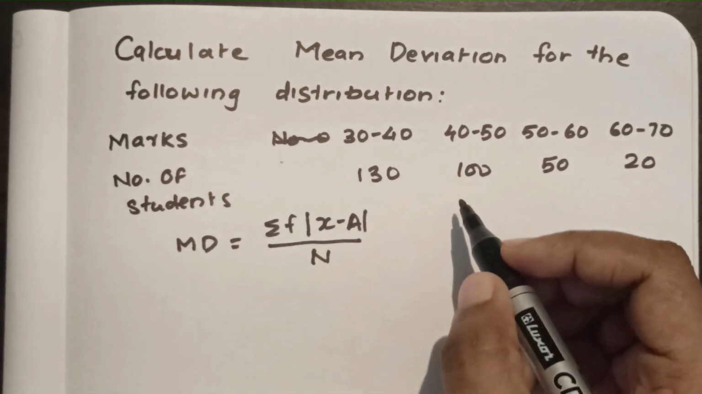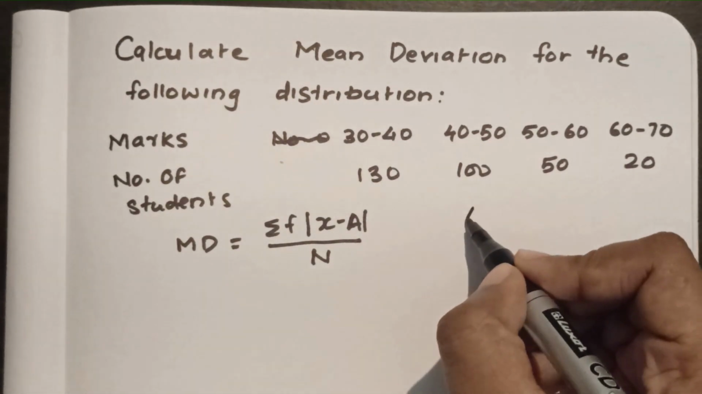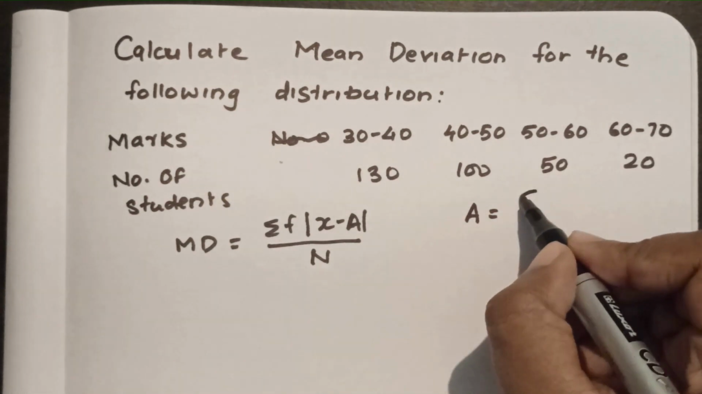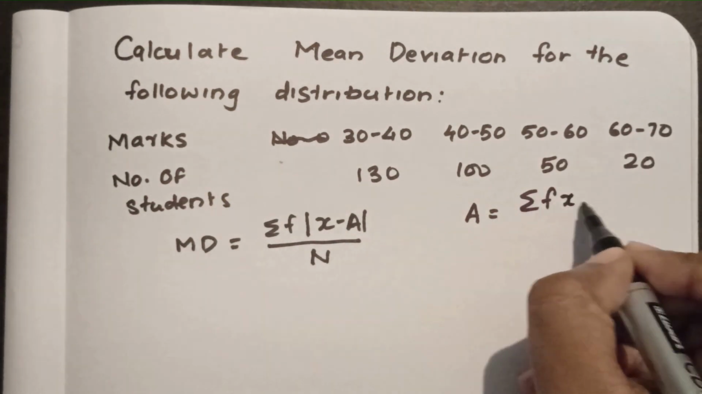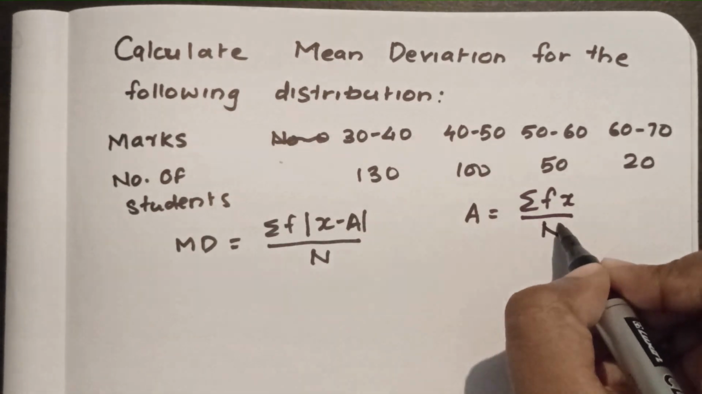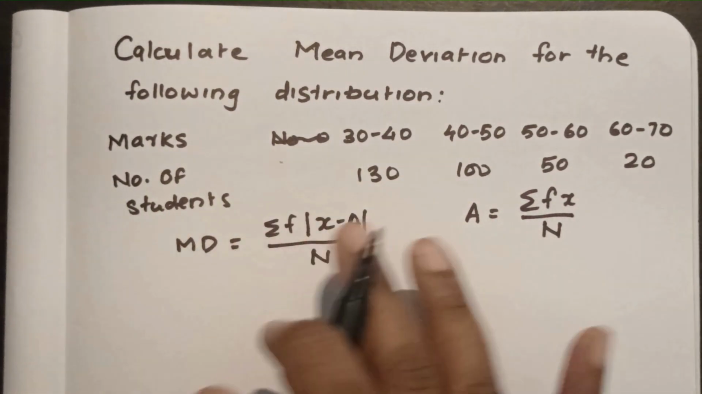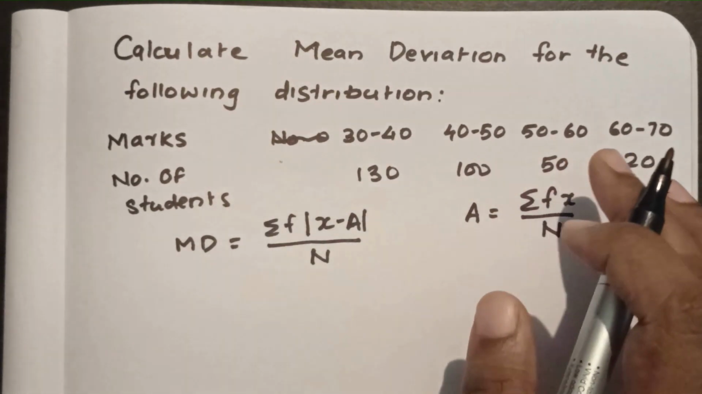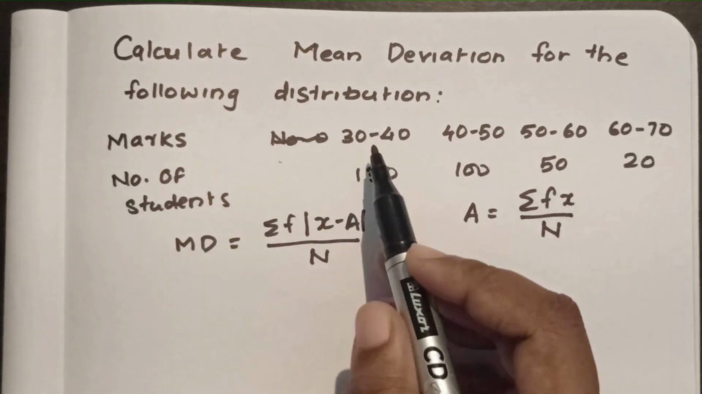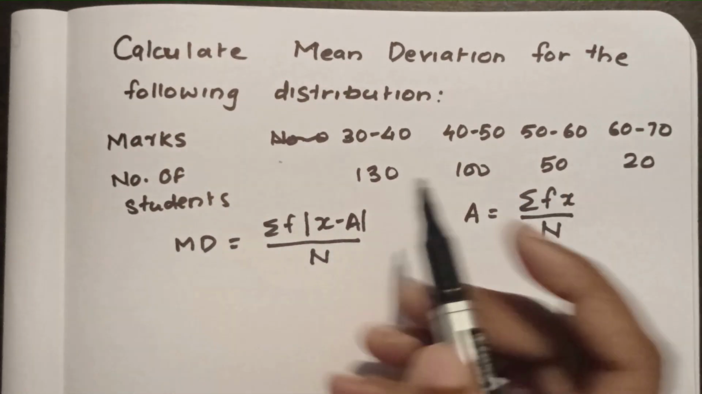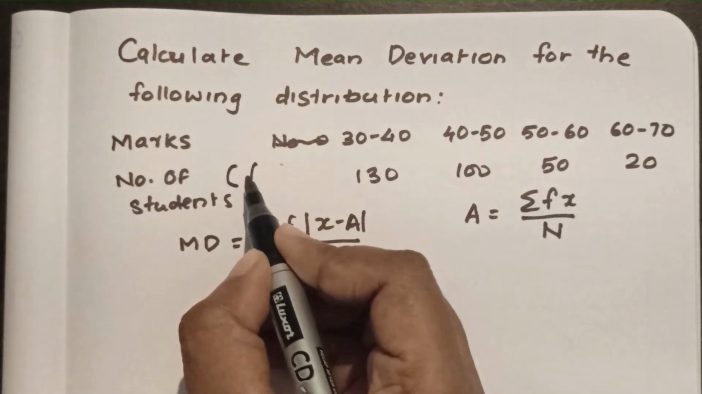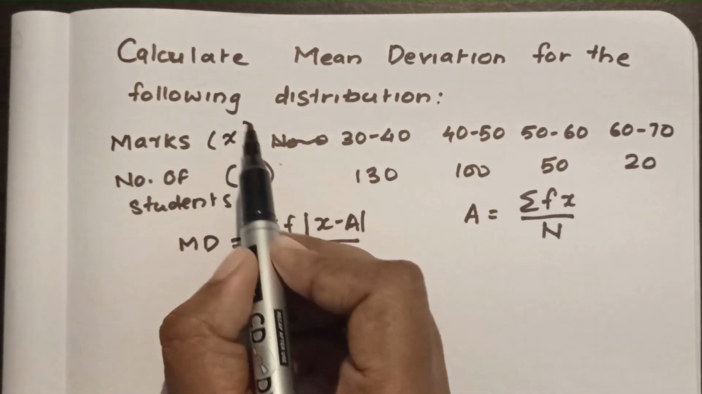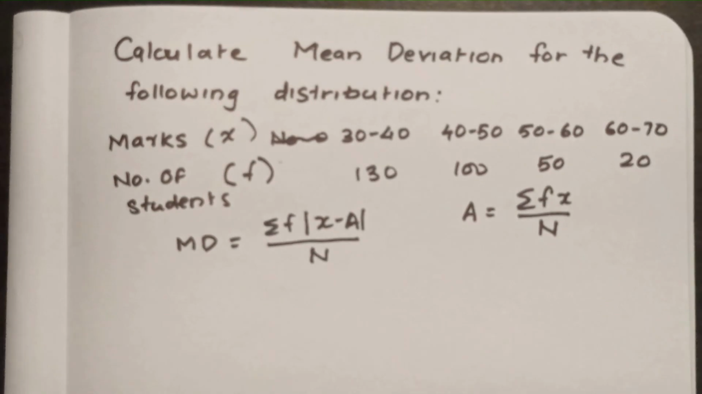So for a, that is the mean, the formula we all know is summation fx by n. Don't worry about what these fx and all that are. Everything is given in the question. I'll just rewrite it so that it will be easy for you. This is the frequency, so the number of students is your f. And the marks are given, this is your x. Now we'll find the midpoint, the center point.